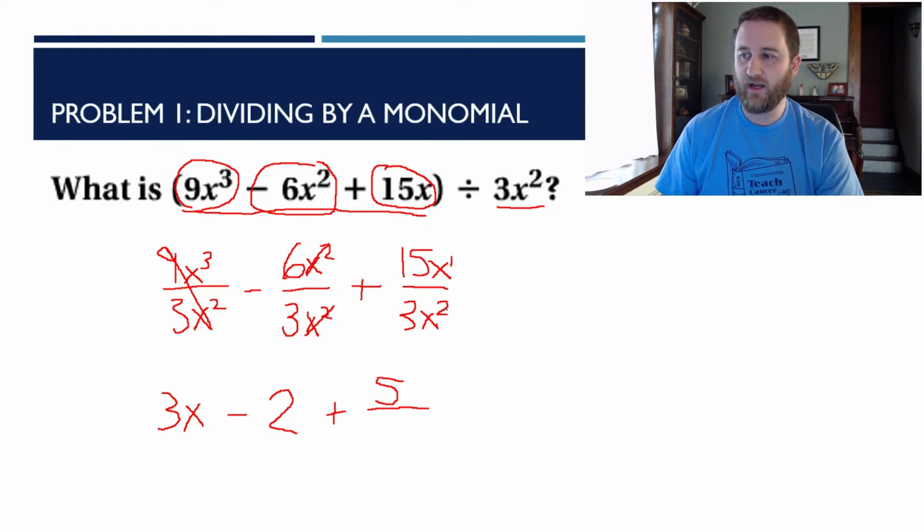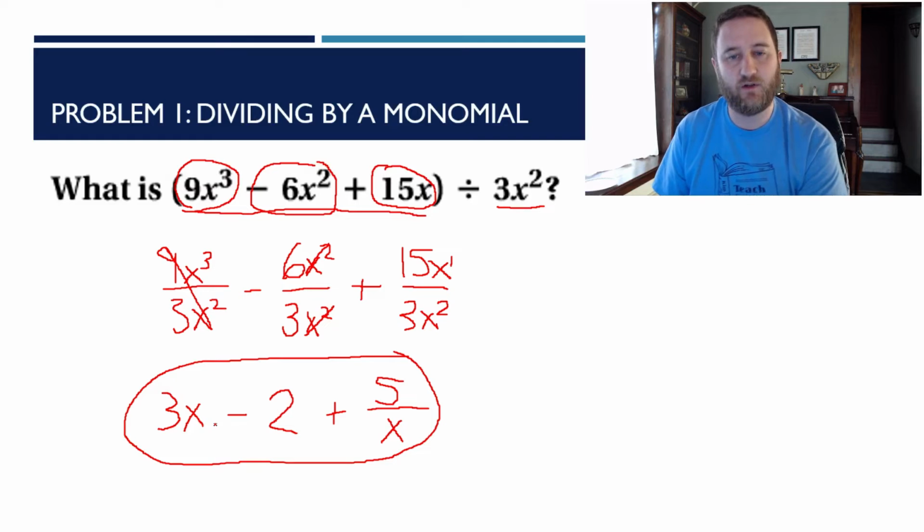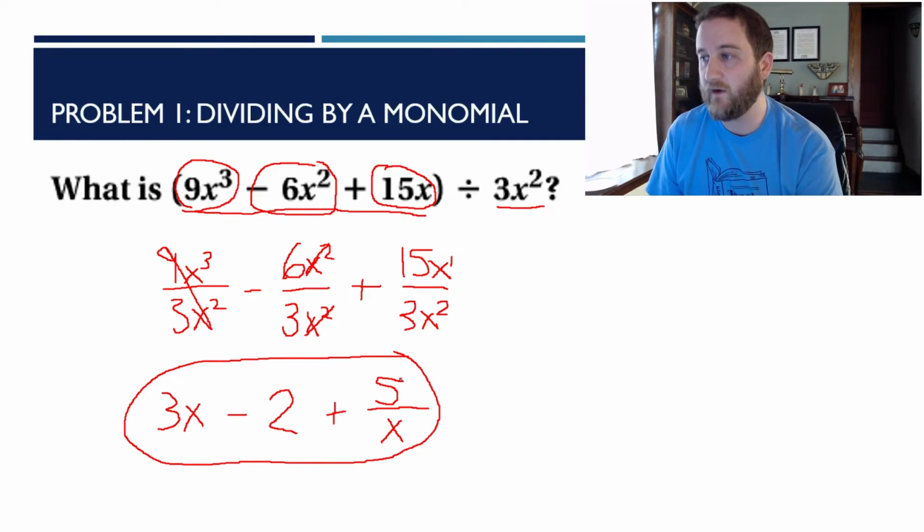When the bigger exponent is on the bottom, your variable is going to stay on the bottom. If the bigger exponent is on top, like it was here, then the exponent stays on top. But here, the bigger exponent is on the bottom of the fraction, so that means our variable has to stay on the bottom. 2 minus 1 is 1, so this is going to be 5 over x to the first. So our solution here is 3x minus 2 plus 5 over x.